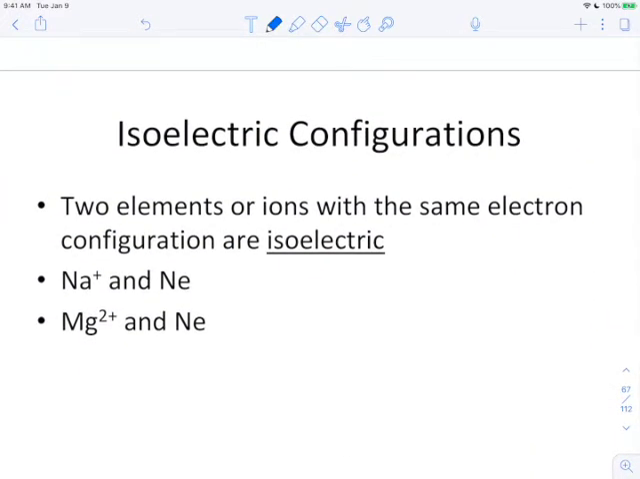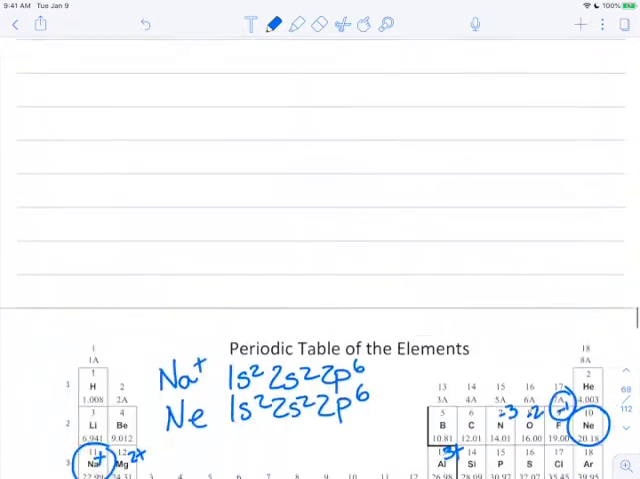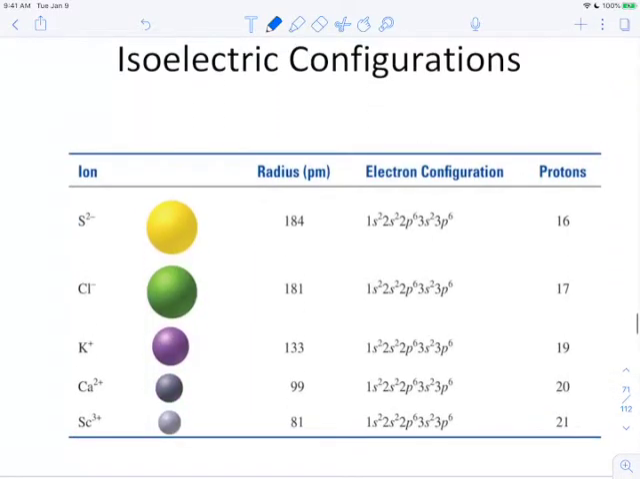So two elements or ions with the same configuration are said to be isoelectronic. Same electronic configuration. So any questions on this idea of isoelectronic so far? Okay, and this is a vocab word that I want you to know, isoelectronic. All right, so what you're seeing on the screen right now is what we call an isoelectronic series.